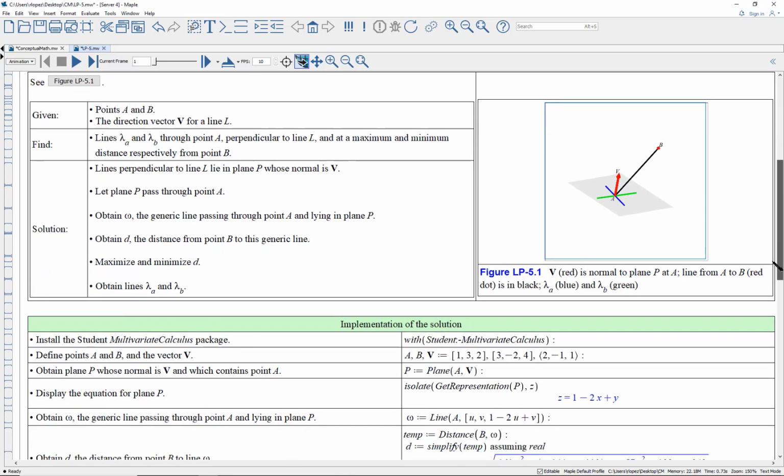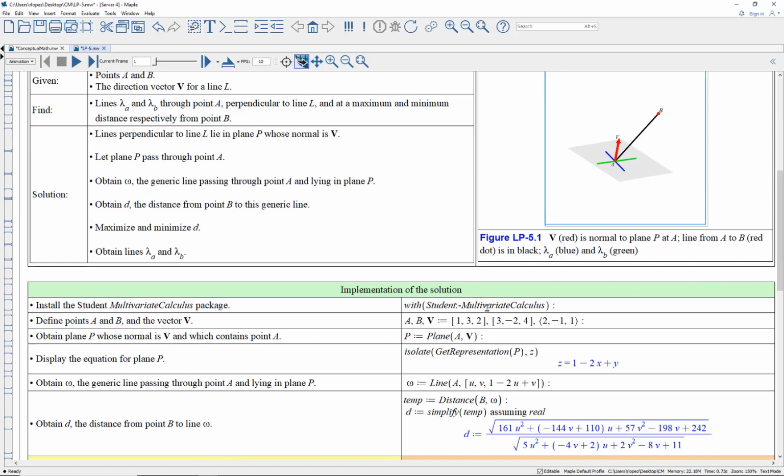Let's see if we can now implement this solution. Student multivariate calculus package. What are we given? Points A and B, those are lists, and the direction vector V, and you can see the wedge brackets makes the vector V. We want the plane P, that's this gray thing here. It contains A, and V is its normal. I would like the equation of that plane, so I get the representation, and I put it in the form Z equals. Because the generic line in this plane I've called P will be formed from 2 points: point A and the generic point on that line which lies in the plane. And so we get that generic point as U, V, 1 minus 2U plus V, because that's the Z coordinate.